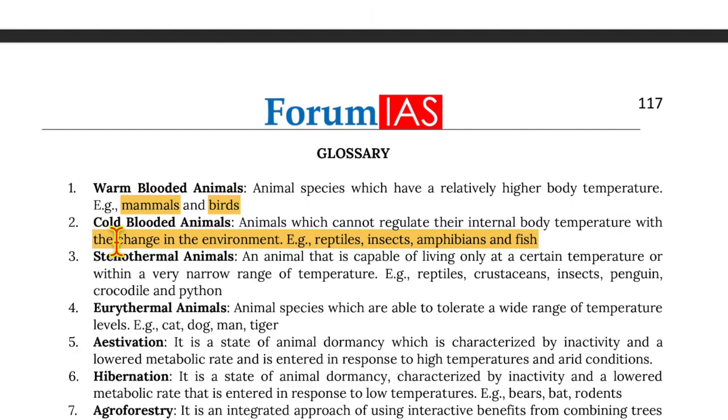Now, warm-blooded animals: animal species which have a relatively higher body temperature. Examples: mammals and birds. Cold-blooded animals: animals which cannot regulate their internal body temperature with the change in environment. Examples: reptiles, insects, amphibians, fish, etc.